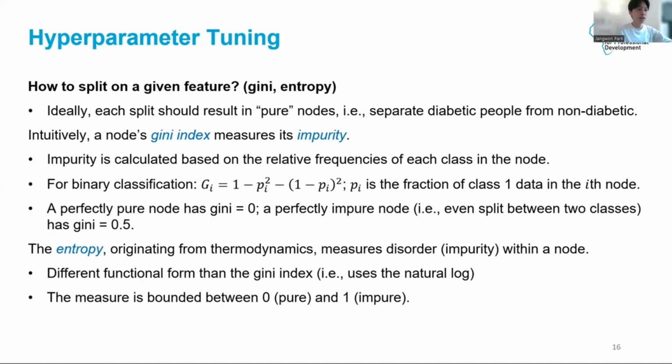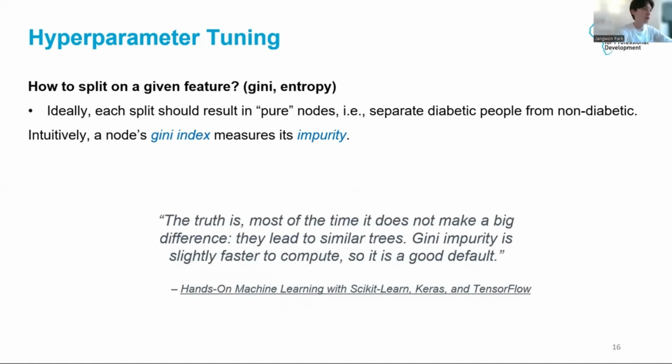But I want to leave this slide with a statement from one of the most well-known data science textbooks. The truth is, most of the time, it does not make a big difference. They lead to similar trees. Gini impurity, as I said, is slightly faster to compute, so it's a good default.